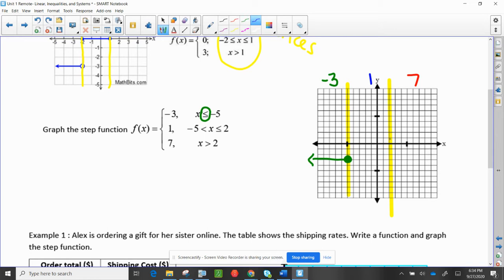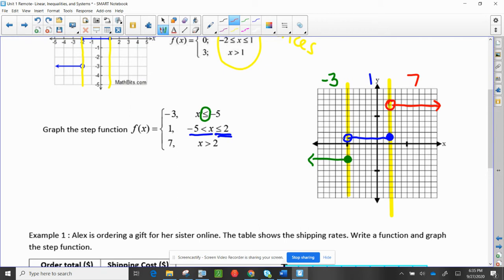In the middle at 1, so here's 1, we have a straight line. So now let's put in our circles. On -5, we have just strictly greater than, so I'm going to put an open circle here. And then we have less than or equal to 2, so on the 2 fence, I'm going to put a closed circle. And then we just have our last line at 7. So this line would go here, 7 for x values greater than 2. So it's going to go to the right forever. And since we have just a strictly greater than, I'm going to use an open circle.